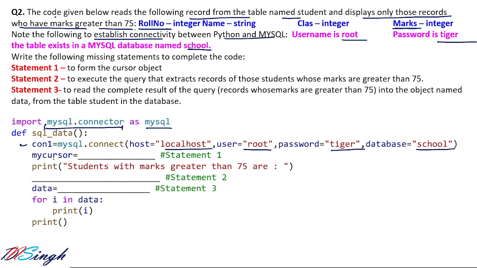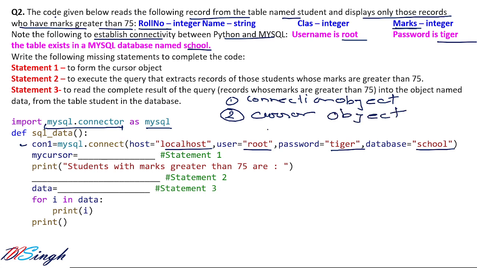Again, same way, what is the next job? First job is to create the connection object. So we have created the connection object using which function? Connect function. After that, the second job is what? Create a cursor object. They are asking to write the code for it. So with the help of the connection object, we are going to create the cursor object. So we will write con1.cursor, that we have seen in previous examples also. So this is our first answer.